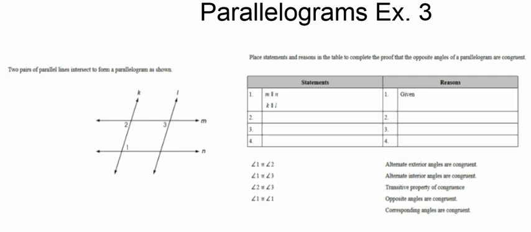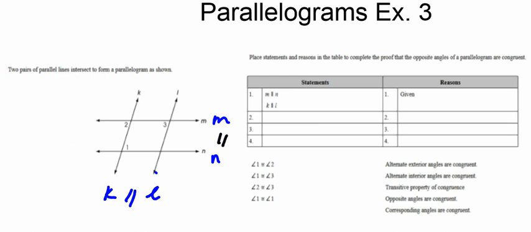So we're given this picture, and it says two pairs of parallel lines intersect to form a parallelogram as shown. So K and L are parallel, that's these guys, and then M and N are parallel. That's this top and bottom line. If you don't know, these 2 slashes right here are the symbol for parallel. Okay, so they give that to us in number 1 of our proof.